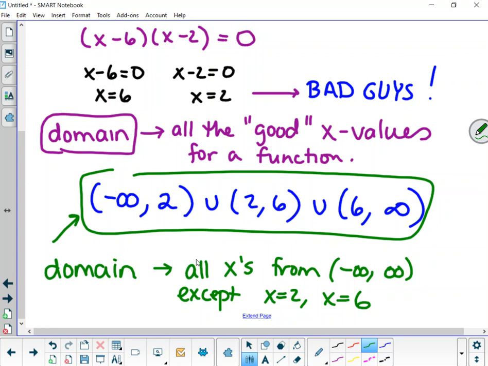And this is what this means. This then also tells us my function graph is going to be in 3 sections. And those sections are going to be divided by either holes or vertical asymptotes. So holes and vertical asymptotes, the bad guys from the denominator, break up our domain.